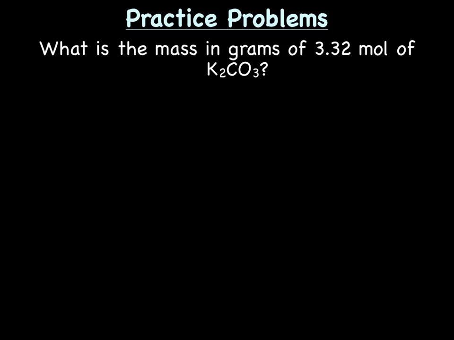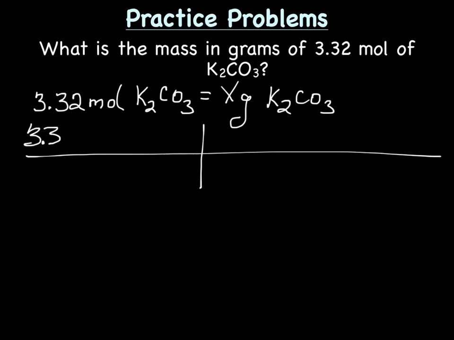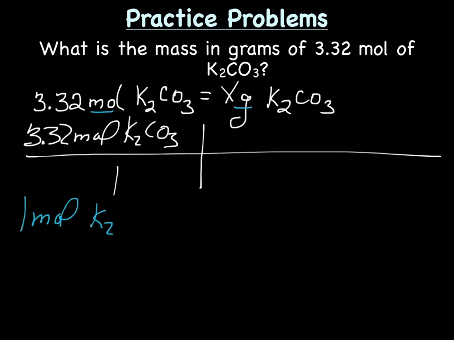All right, so the first thing we need to do is set up the problem as a math problem. And so we end up with 3.32 mole K2CO3, or potassium carbonate, equals X grams potassium carbonate. Next, we're going to write the grid and put in our known over 1. And we're going to write our equality with the units mole and grams in it. So we will have 1 mole of potassium carbonate equals the molar mass of potassium carbonate, which we do have to calculate.